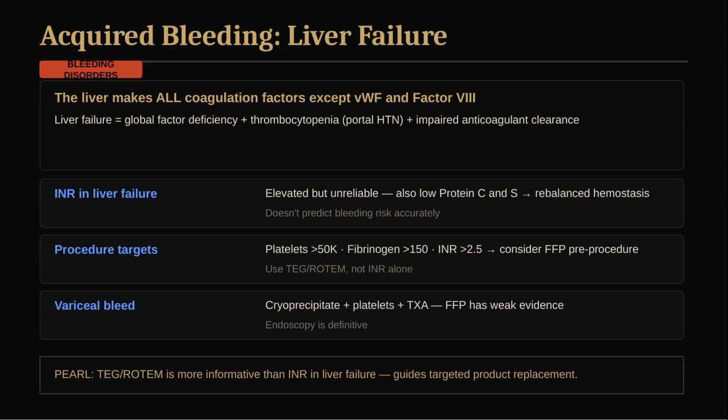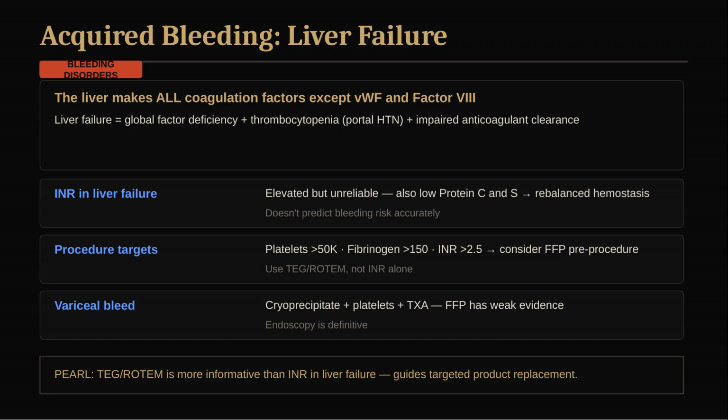The liver makes almost every coagulation factor except von Willebrand factor and factor 8. Liver failure therefore causes global factor deficiency, plus thrombocytopenia from portal hypertension and splenic sequestration, plus decreased clearance of activated clotting factors. The INR is elevated but does not reliably predict bleeding in liver disease. The liver also makes anticoagulant proteins, so the patient is in a rebalanced but fragile hemostasis.